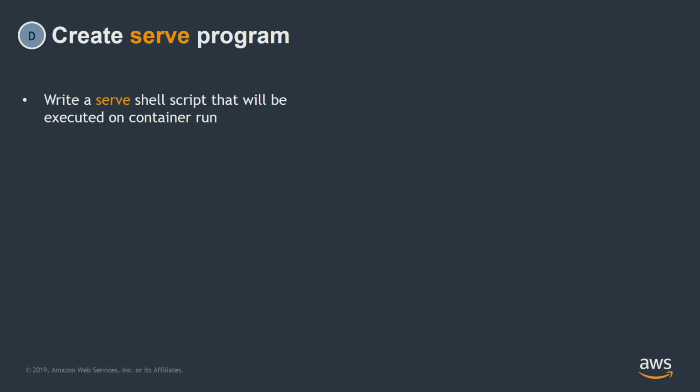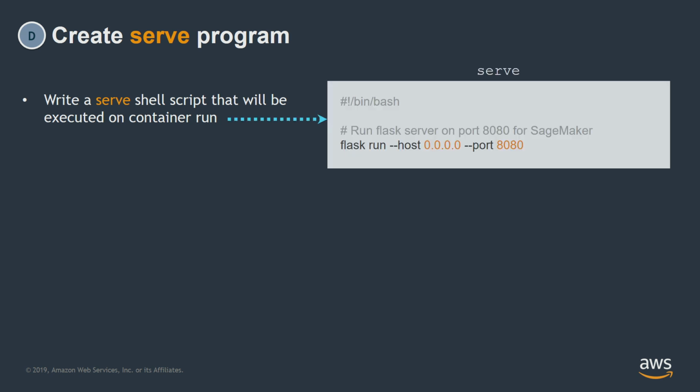Now we need to write a serve program. When you run your Docker container, you execute a program in the Docker container. That's very similar to how SageMaker will work. When SageMaker runs your container, it will execute the serve program. So you want to have a serve program that can get your container ready. It's a perfect place for us to write a bash script to get the Flask server running. So when your container runs in SageMaker, SageMaker will execute this file, and this file will start the HTTP server that's inside your container.